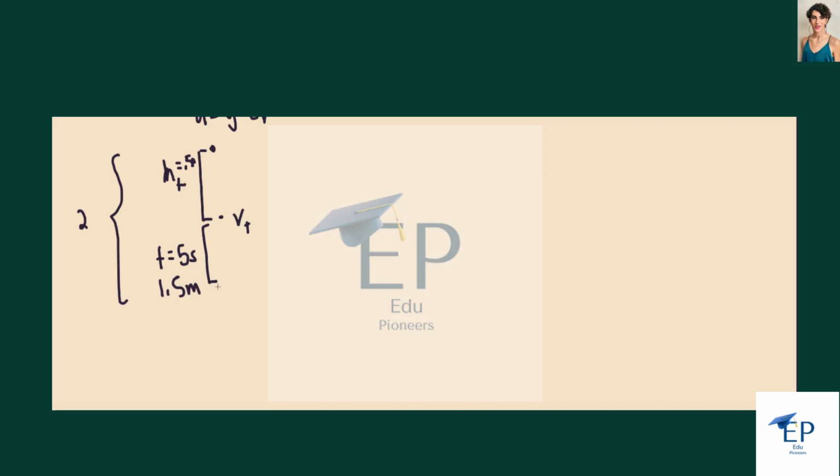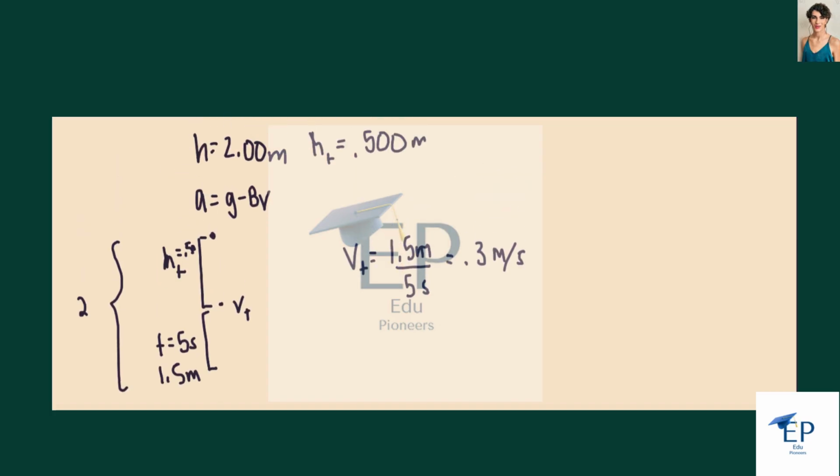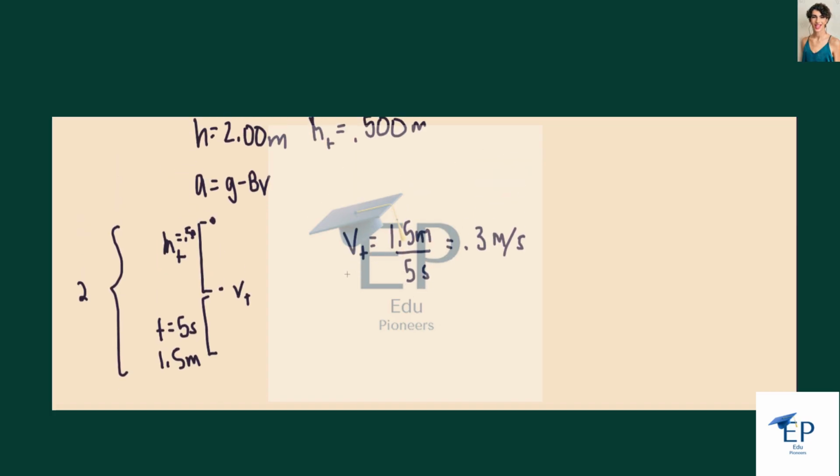And we know that it's at a constant velocity of whatever the terminal velocity is. So we can say VT is equal to 1.5 meters divided by 5 seconds. So that's 3/10, that's 0.3 meters per second. So that's its terminal velocity. And now maybe we can come back up here.